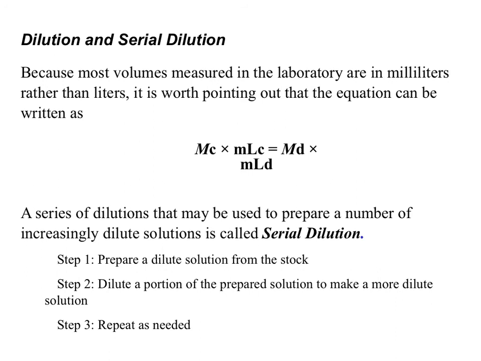You are not limited to one dilution. A series of dilutions that may be used to prepare a number of increasingly dilute solutions is called a serial dilution. Step 1 is to prepare a dilute solution from the stock solution. Step 2 is to dilute a portion of the prepared solution to make a more dilute solution. And step 3 would be repeat as needed, so you dilute it as many times as you need. This serial dilution is also the principal concept in homeopathy.